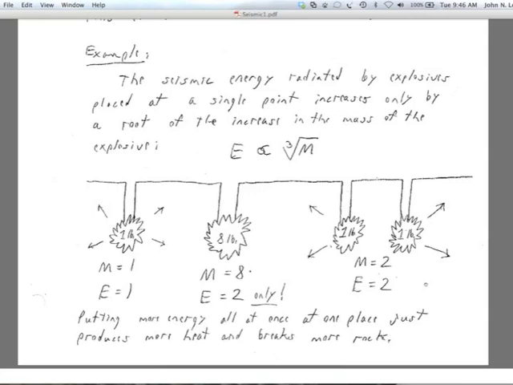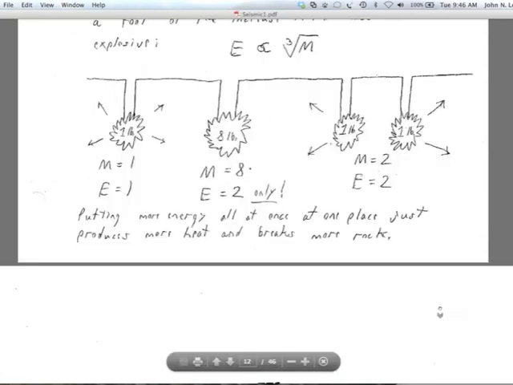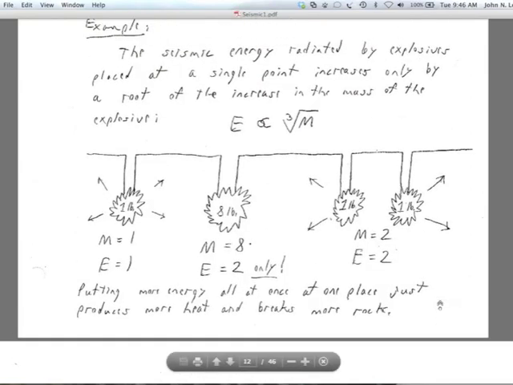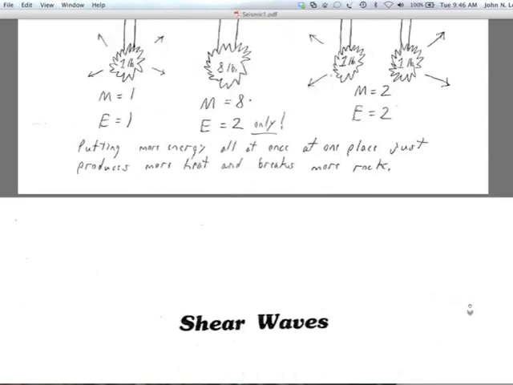So putting more energy all at one place just produces more heat and breaks more rock, and you're better off distributing your energy over space. And also, as you'll see when we talk about reflection sources, it's good to distribute energy over time.